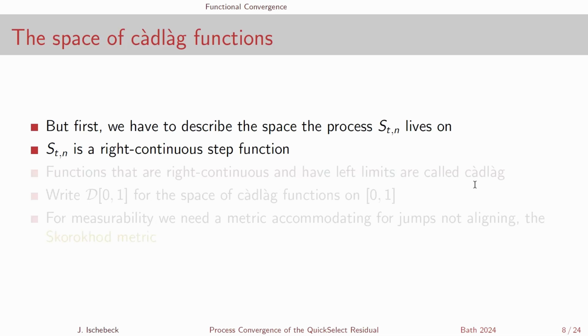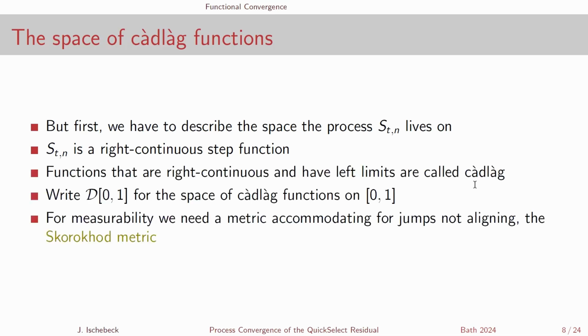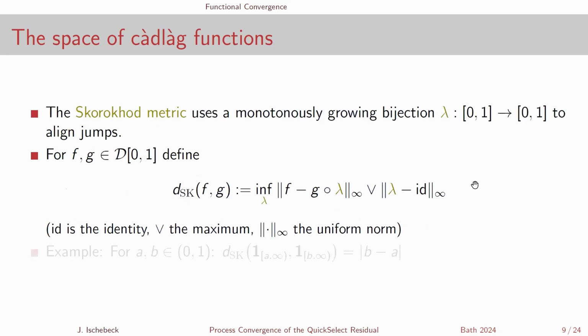S_T^N is a right continuous step function. If t is in [0,1], it jumps at every multiple of 1 over n. Functions that are right continuous and have left limits are called càdlàg, from the French. And we call this space where they live D[0,1]. For measurability, we need a metric that is different to the uniform metric. This is called the Skorokhod metric, because we have to account for the case that jumps are not exactly at the same place.